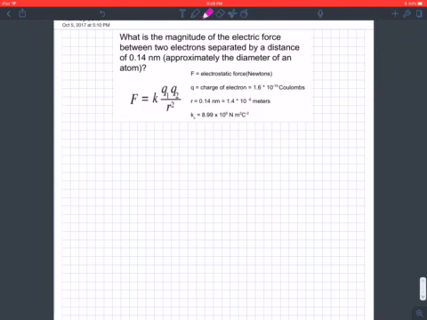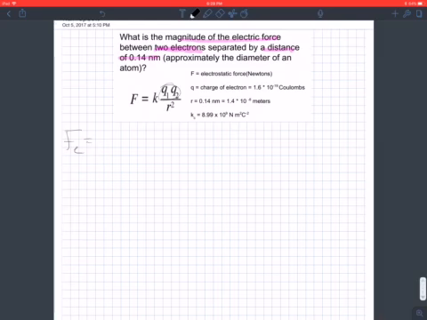But it is asking us for the magnitude of the electric force. Now, this is between two electrons, and they are separated by a distance of 0.14 nanometers, which is approximately the diameter of an atom. Now, we have our formula right here for the electrostatic force, and it's between two particles, as we see here.